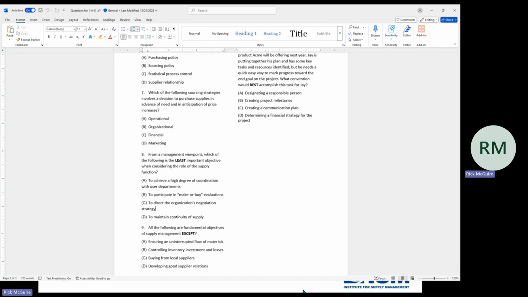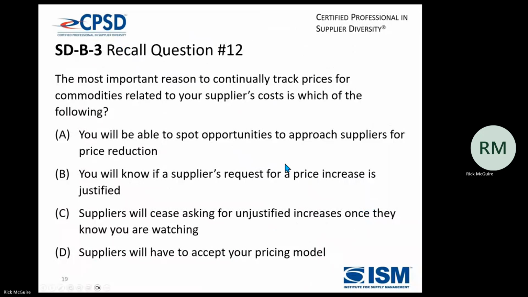All right. Second one. The most important reason to continually track prices for commodities related to your supplier's cost is which of the following? A. You'll be able to spot opportunities to approach suppliers for price reduction. B. You'll know if a supplier's request for a price increase is justified. C. Suppliers will cease asking for unjustified increases once they know you're watching. Not true. And D. suppliers will have to accept your pricing model. Also not true. So you can throw out C and D. What's the better of A and B?